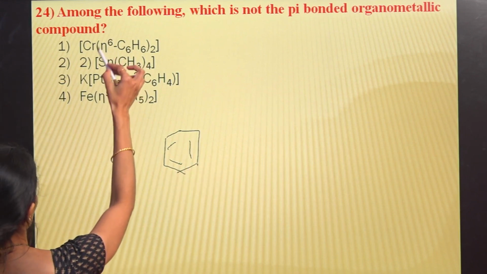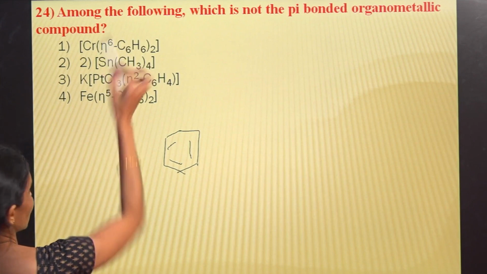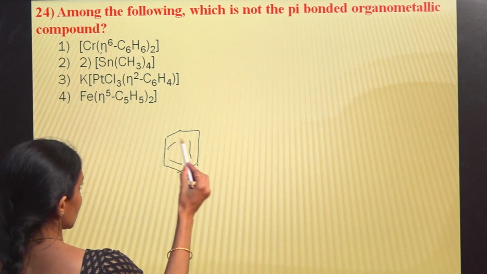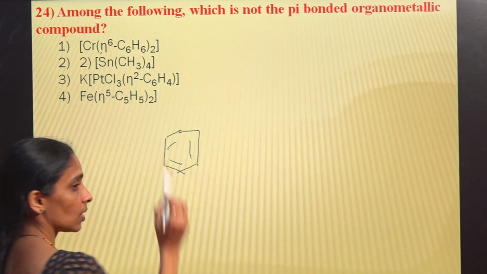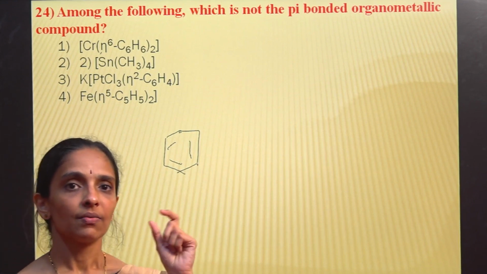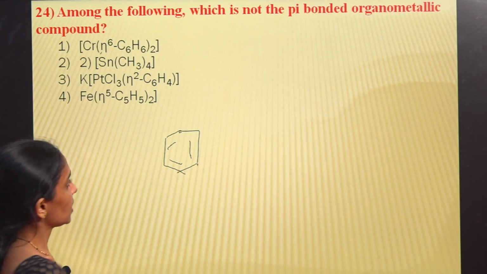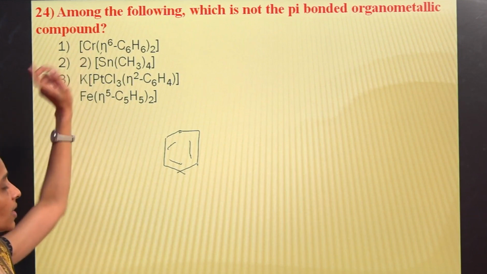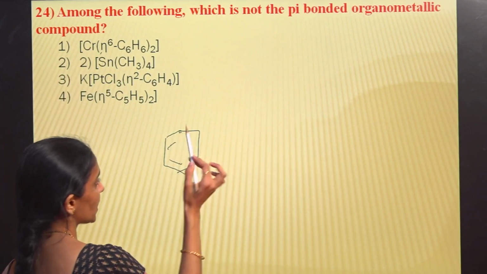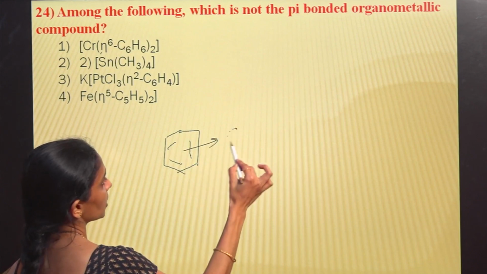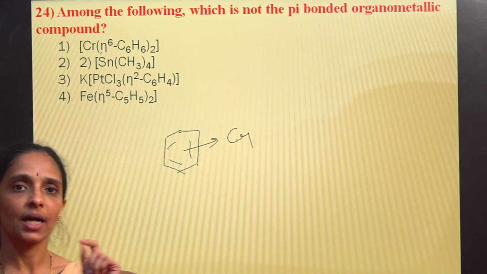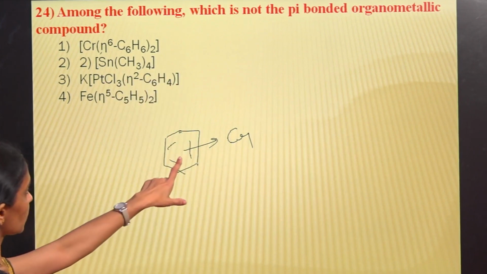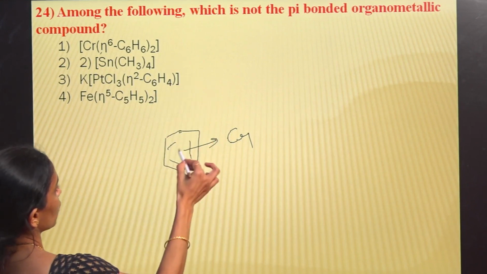Now, what is the meaning of this eta? This is pronounced as eta, eta 6. Eta stands for hapticity, and eta 6 means 6 carbon atoms of the benzene ring which are involved in pi bonding. They are involved in interaction with the chromium metal. All 6 atoms of benzene are involved in bonding with chromium, so we show it as eta 6, hapticity 6. Okay, so this is a pi bonded compound, is it not? Because there are pi bonds.